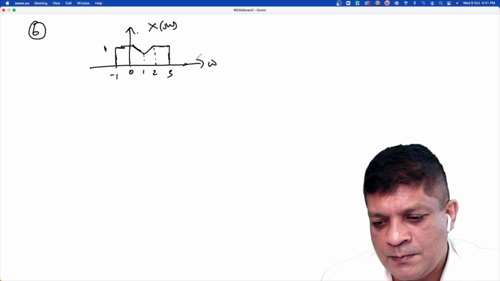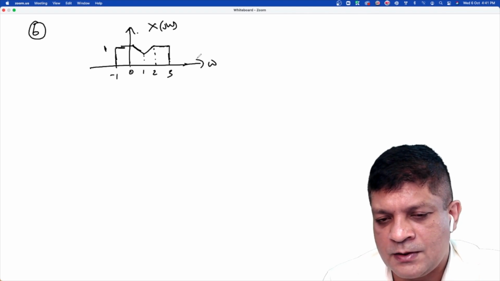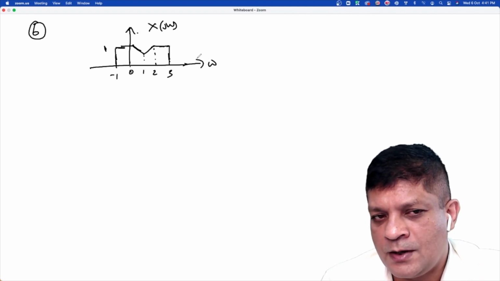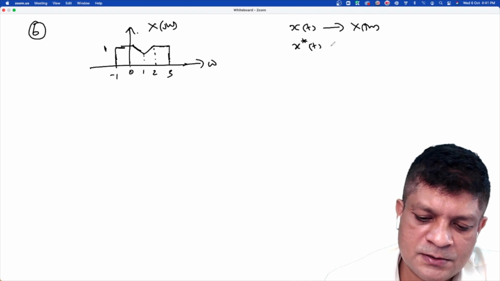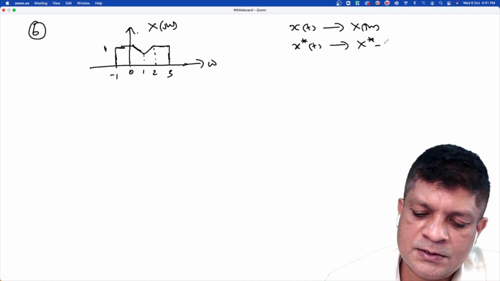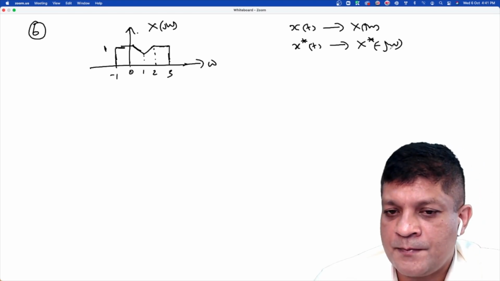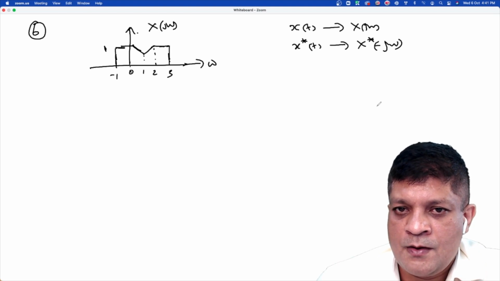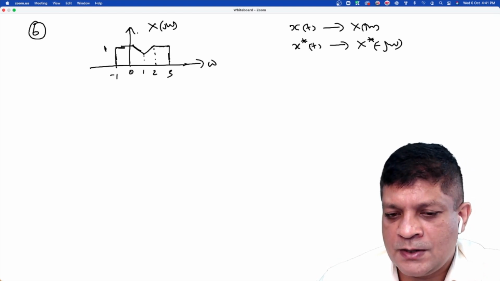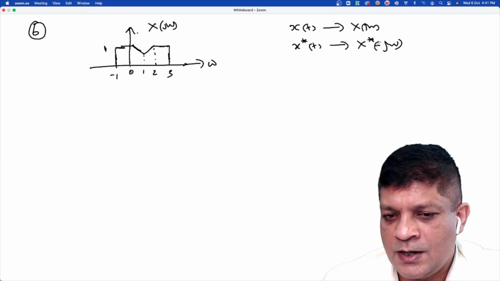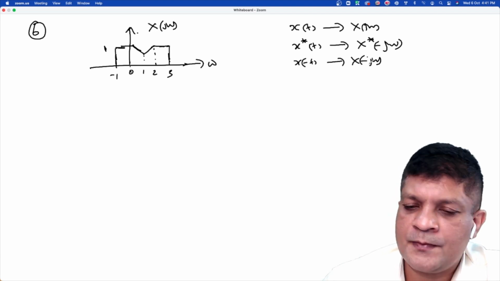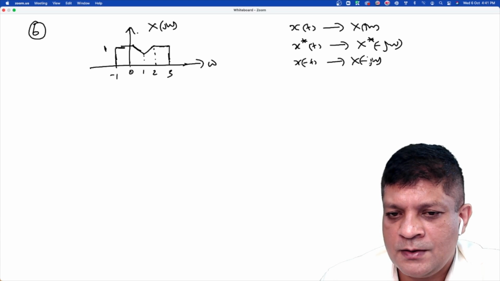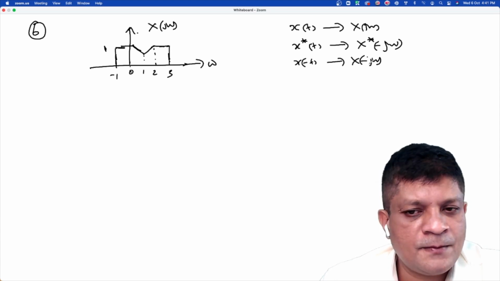Did we prove that in the class? It is straightforward. In the case of Fourier series, we have proved that, and here also it is straightforward. If x(t) has transform X(j omega), then the property is that x star of t has transform X star of minus j omega. This is the conjugation property. So from this you can prove that if a signal is real and even, its Fourier transform is real and even, because X(minus j omega) equals X(j omega).